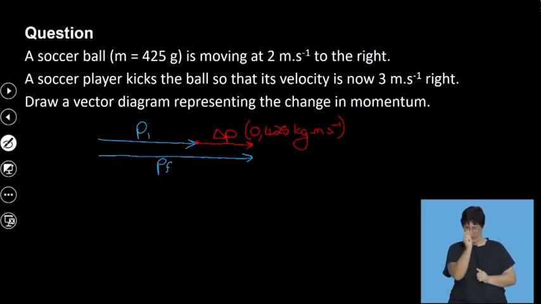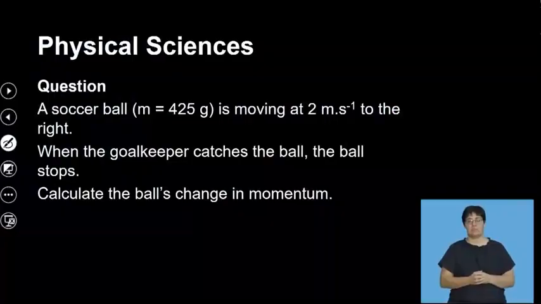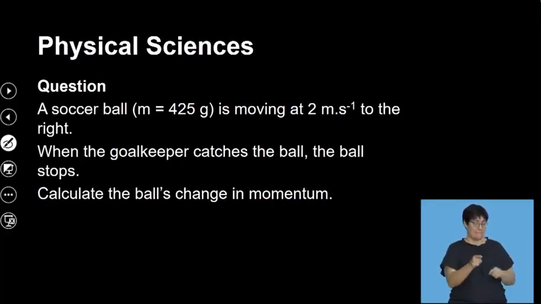It's tiny, okay? So we've got the initial and the final, and then we've got the change. So remember, the initial and final momentums must start at the same place. Little different to what we're used to when it comes to vector diagrams. Okay. Now, same soccer ball.